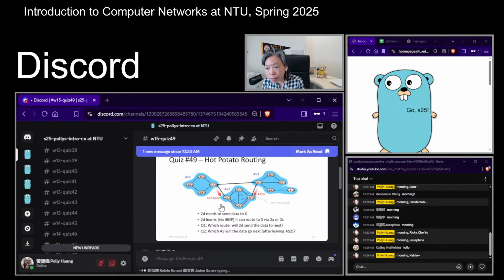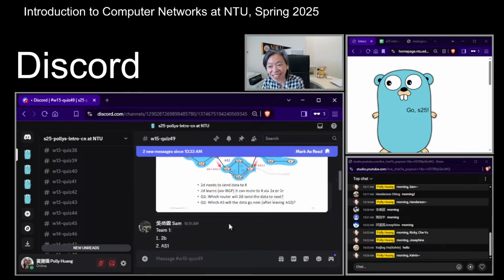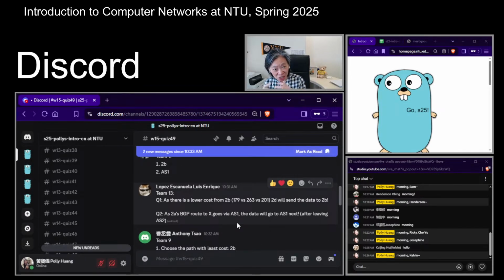Therefore, after exiting AS2, what is the next AS to go to? AS1. And then 1C here will then forward the packet to 3A. 3A will forward the packet to 3D. And 3D finally forwards the packet to X. Okay, so that's how intra-AS and inter-AS forwarding is done.